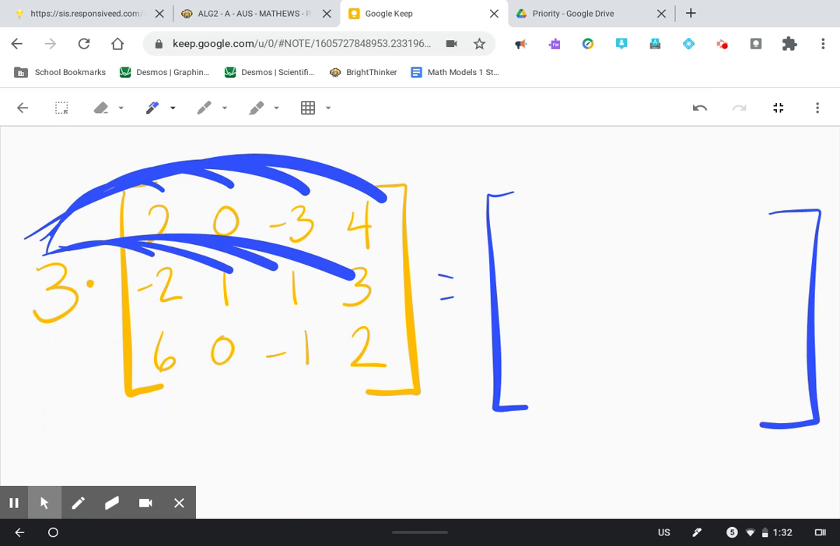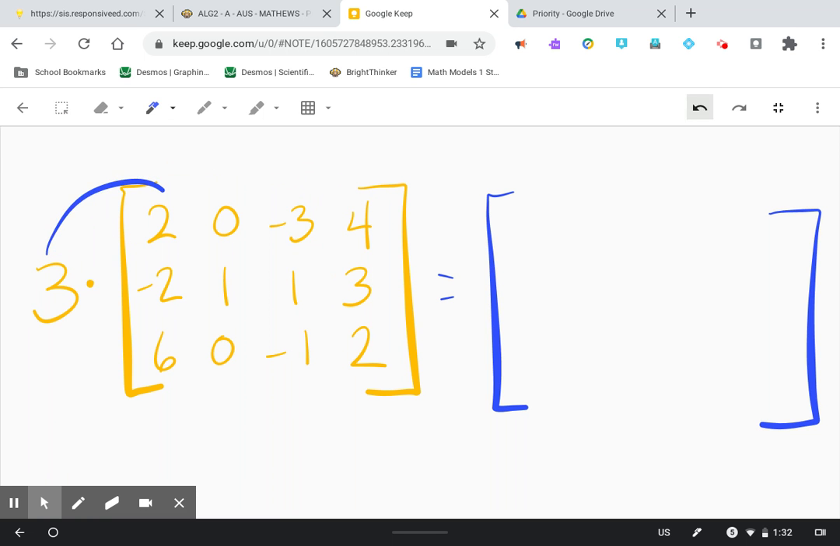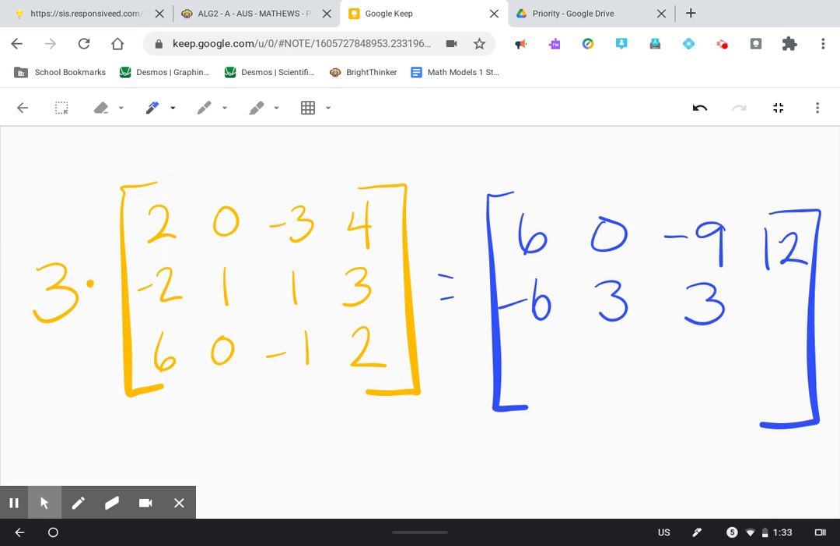So we're going to go and do that. Let me just back out of that because we don't need all of those in there. I'm going to multiply 3 times 2, which is 6, 3 times 0, which is 0, 3 times negative 3, which is negative 9, 3 times 4 is 12, and so on. 3 times negative 2, 3 times 1, 3 times 1, 3 times 3, 3 times 6, 3 times 0, 3 times negative 1, 3 times 2.